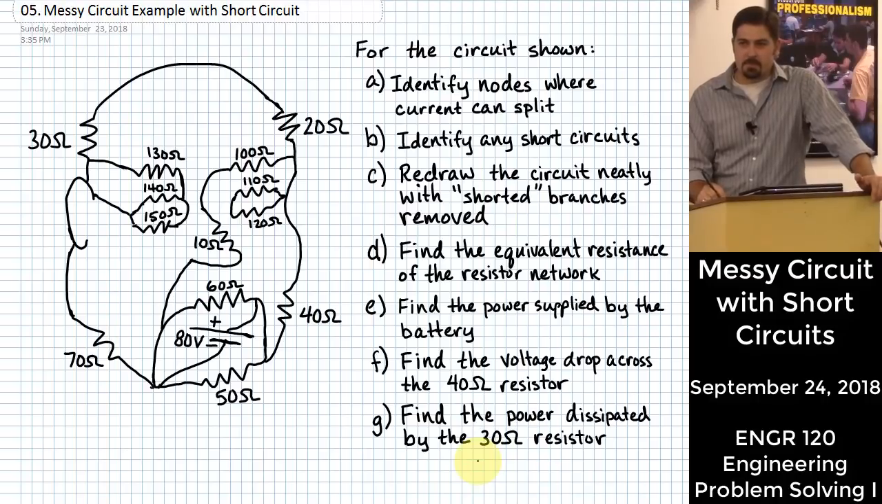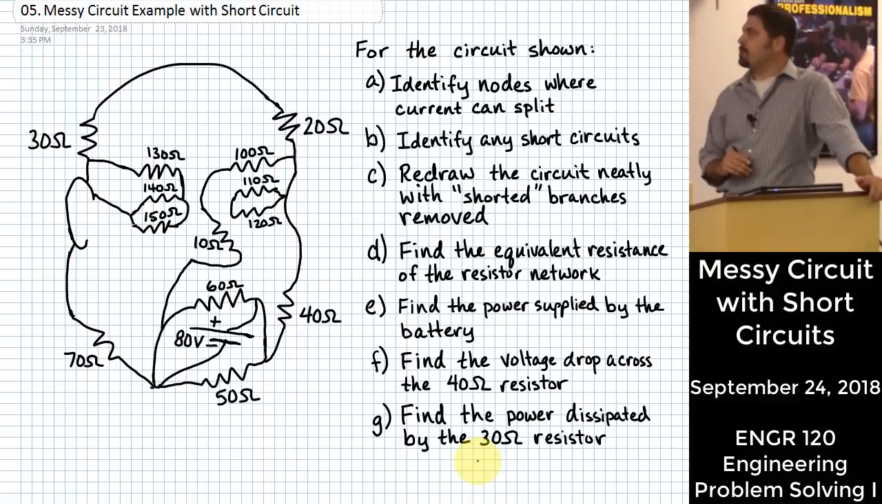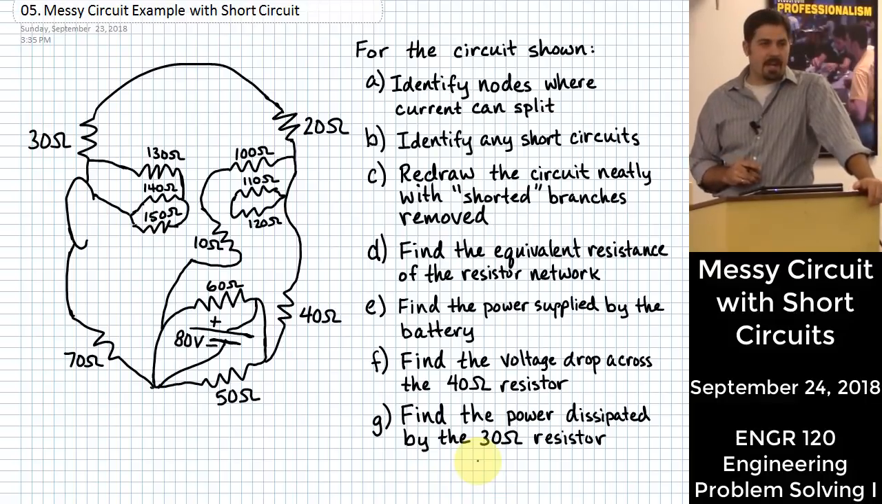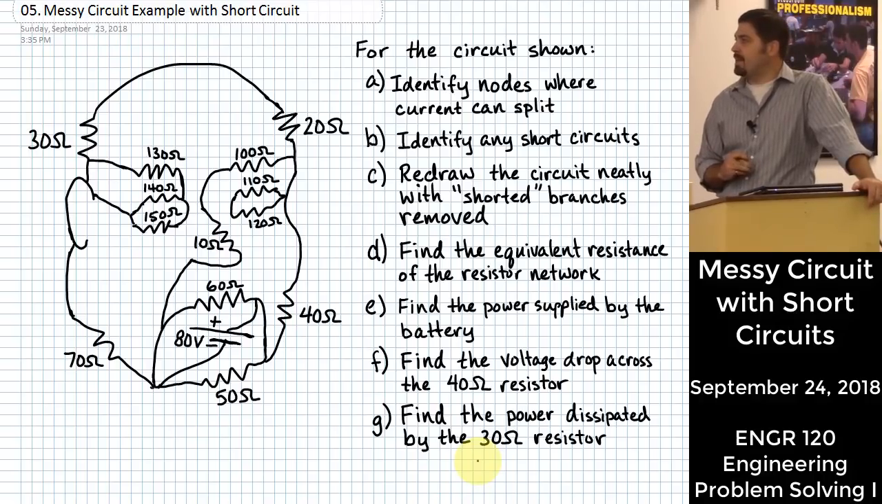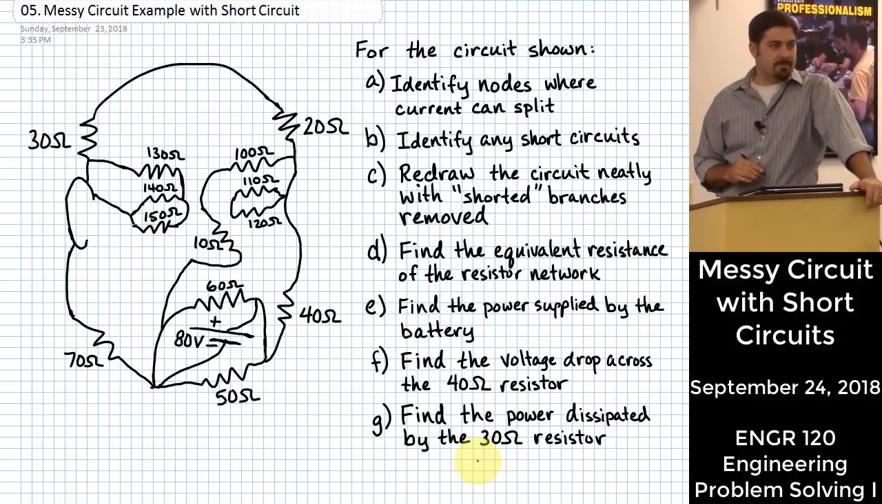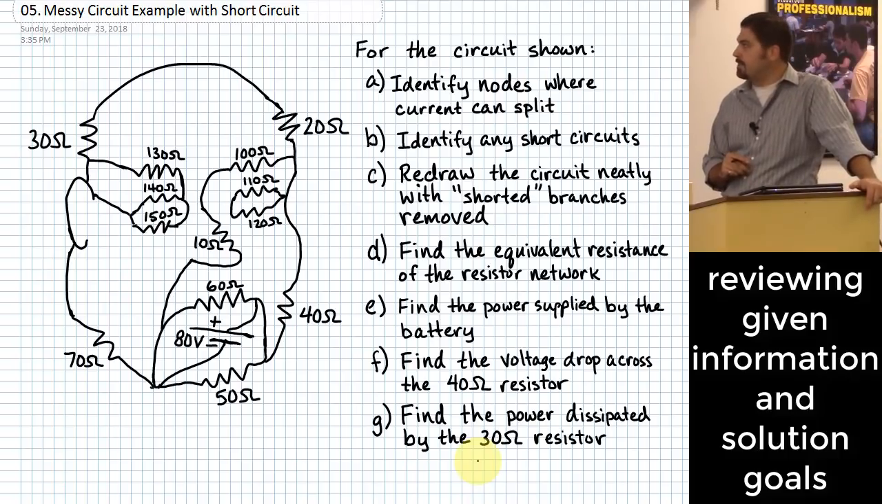Okay, so we have this circuit right here, and we need to determine a few things. The first couple of parts of the goal with this circuit are to get it from the nasty look that it has right now into a form that looks more manageable. Toward that end, the first step is to try to identify nodes where current can split. That's the first thing. There will be other nodes that we won't identify where current doesn't split.